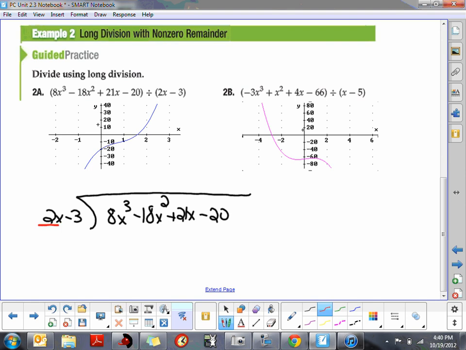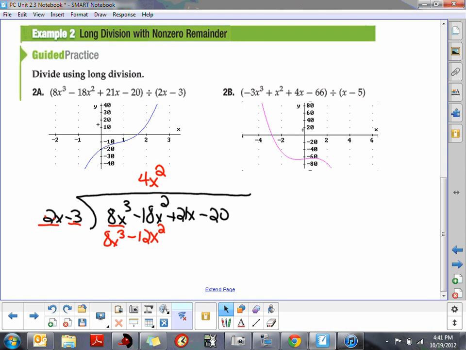So what do you multiply 2x by to get an 8x cubed? Well, 2 times 4 is 8, so I know I need a 4. And x times an x squared is x cubed, so I know I need an x squared. So that's going to be 8x cubed. Now I got to multiply it by -3. So 4 times -3 is a -12. X squared.